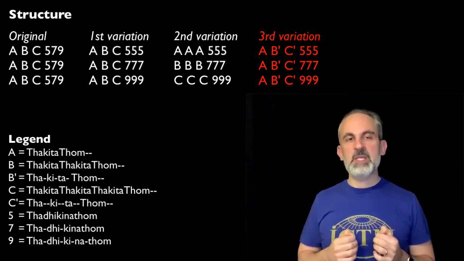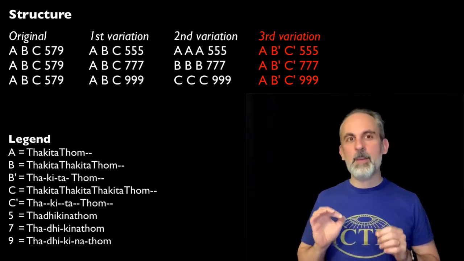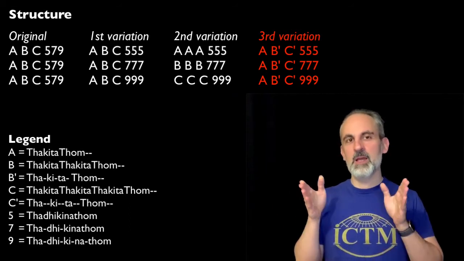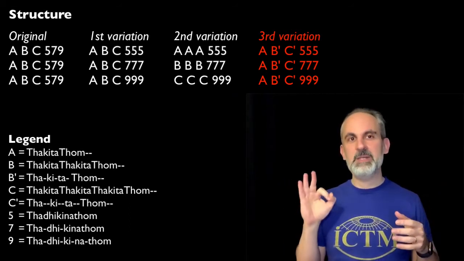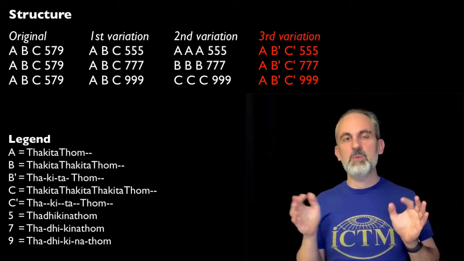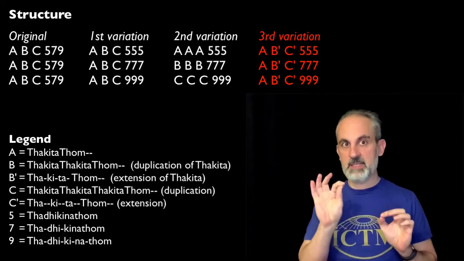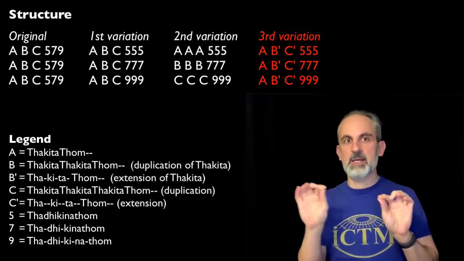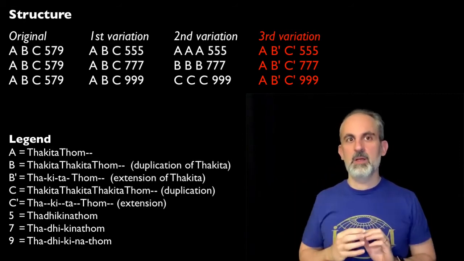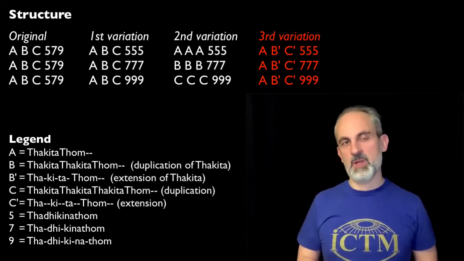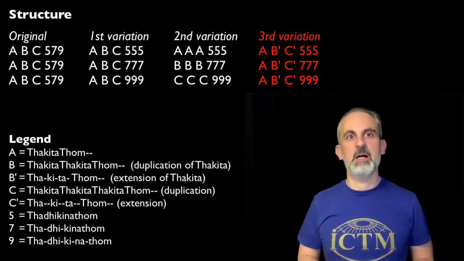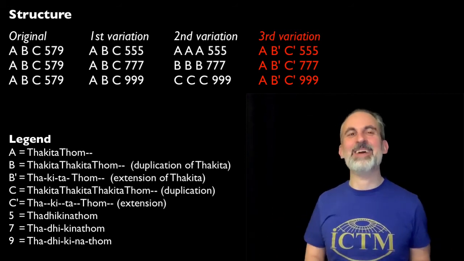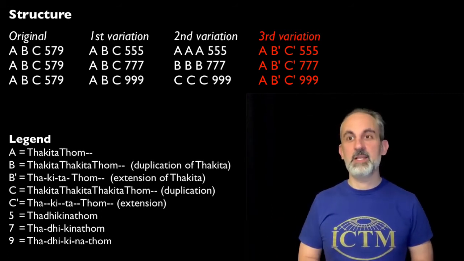So the original B was Thakita Thakitathom, and this B apostrophe, or B prime, if you may, is Thakitathom. Remember I told you the most important phrase here is 3, Thakita. So the standard B was Thakita Thakita, a duplication of the Thakita. Well, here we have an extension of Thakita. So instead of saying Thakita Thakitathom, we say Thakitathom. This is something that we have done in many abhiprayams before. This should not surprise you, unless this is the first video and oh my god, why are you here? But so that's how we explain this new variation.